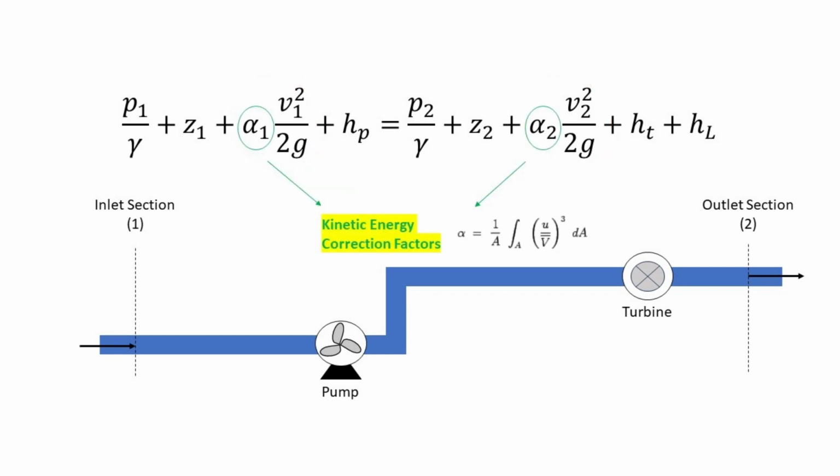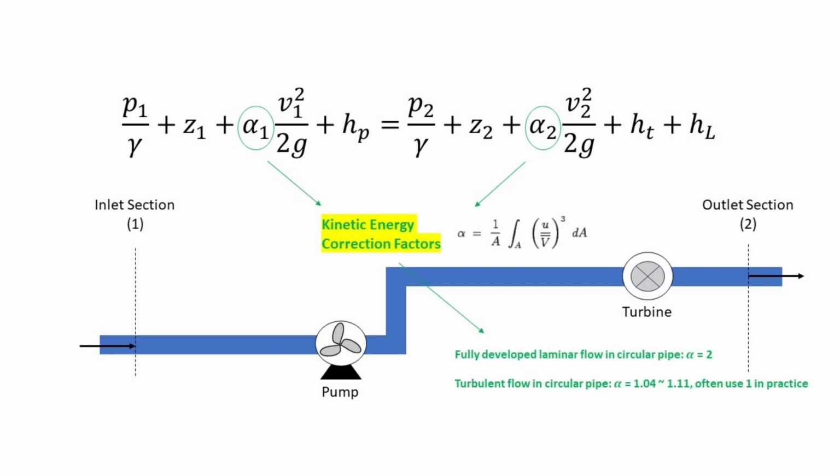The alpha-1 and alpha-2 are kinetic energy correction factors, defined as the ratio of kinetic energy based on the actual velocity of the fluid to the kinetic energy based on the average velocity of the flow, considering that most flows are not uniform in the real world.